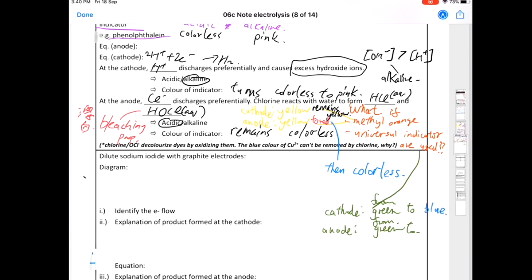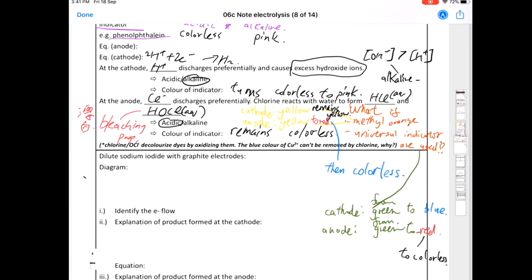So if it turns into an alkaline, it will be blue or it will be purple at the end. But we seldom see purple color for universal indicator. So usually we write it blue. In acid, from green to red. And similarly, because of the bleaching property of HOCl, it will become colorless finally.